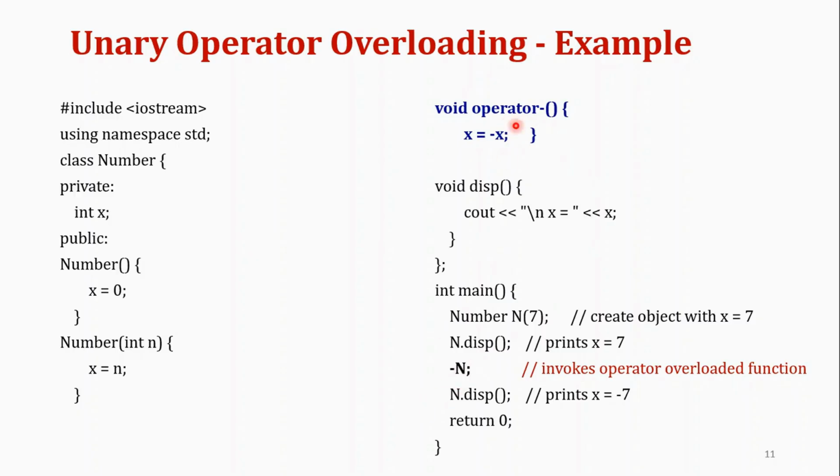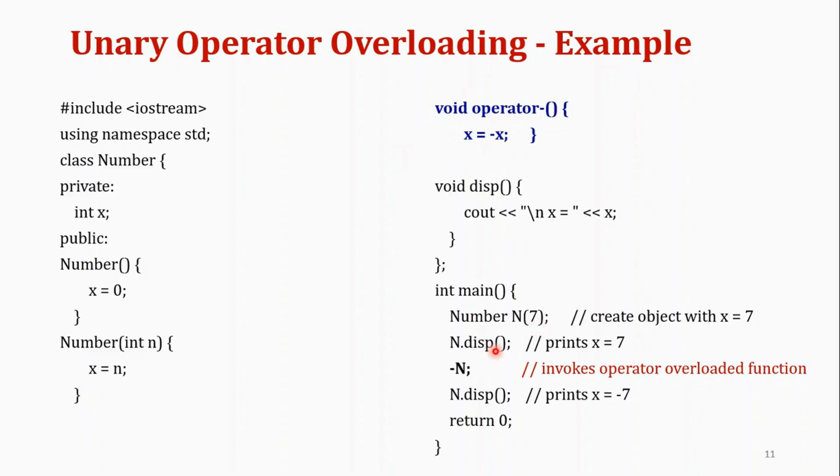So whatever the value of x is will be taken as minus x for the n object. After this overloaded unary minus operator function invocation, I'm just calling n.display to see the value of x. So now x value will be negated by this statement. So x value will be minus 7. Okay. So this is the function definition, constructor definition, and the operator overloaded function without affecting the original meaning of the minus operator.